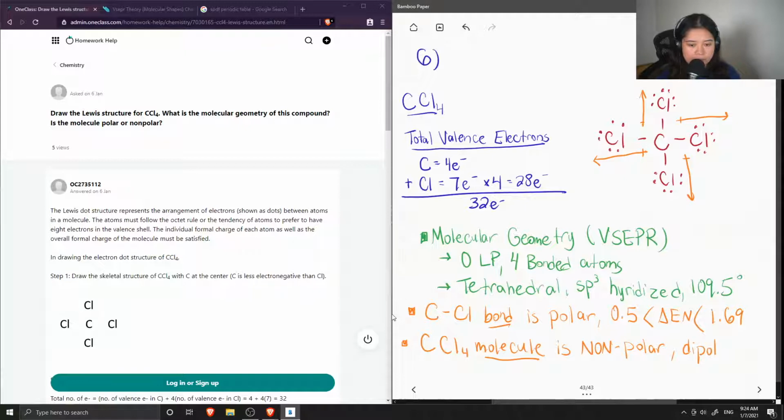So the whole molecule is nonpolar because these dipole moments cancel each other out. Okay, so let's see what the junior tutor said.